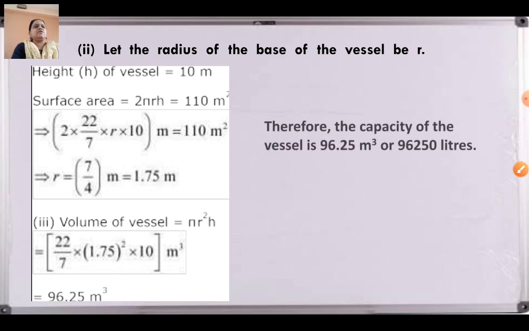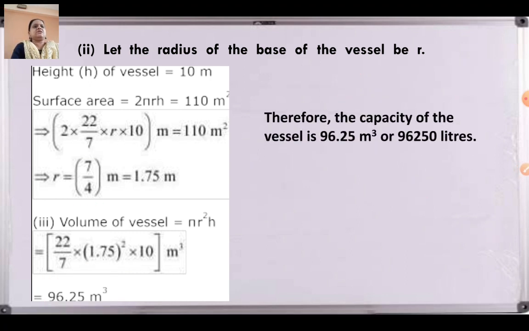So therefore, the capacity of the vessel is 96.25 meter cube, and if you convert it into liters, your answer will be 96250 liters. So both ways you can write the answer. If it is asked in the question specifically in liters, convert it into liters. Otherwise, you can keep it as only 96.25 meter cube as the final answer.